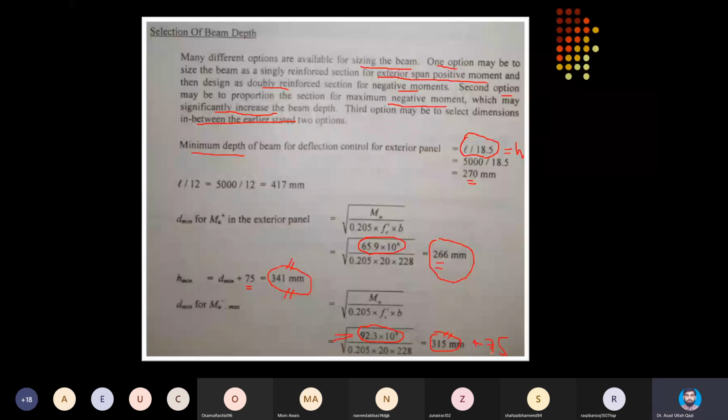So it is your chance to see how in this example problem different sections are designed, whether all are rectangular or some of the sections will be going as T-beam design sections.